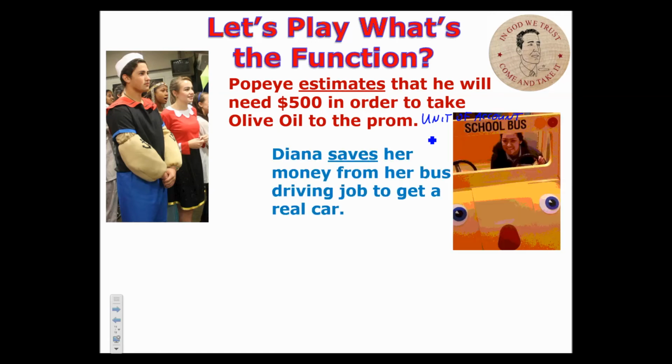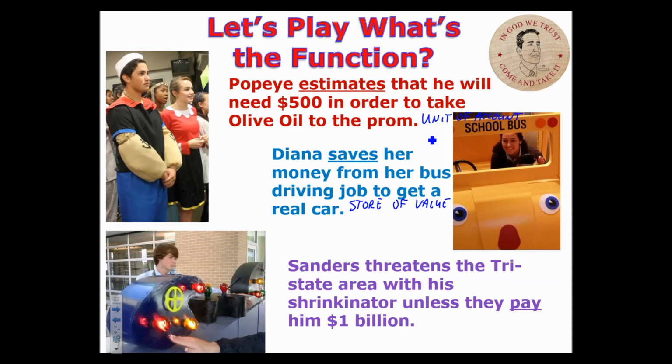The next example, Diana saves her money from her bus driving job to get a real car. So she's saving, therefore that's using money as a store of value. Okay, last example, we've got Sanders threatens the tri-state area with his shrinkinator unless they pay him $1 billion. So he wants to be paid $1 billion in exchange for not shrinking the tri-state area. So he is using money as a medium of exchange.